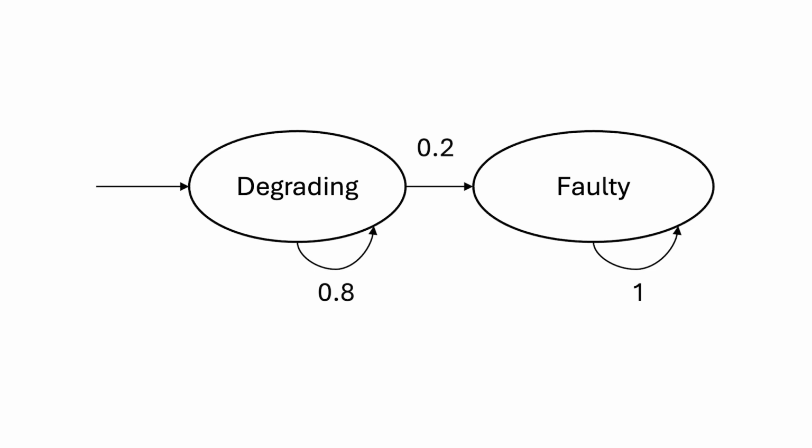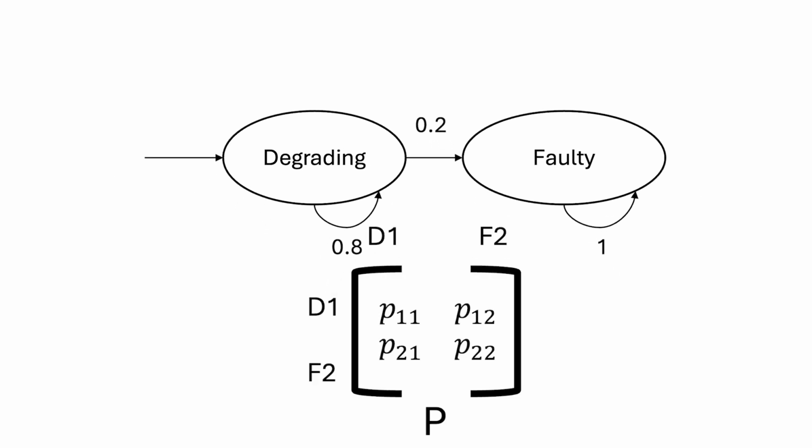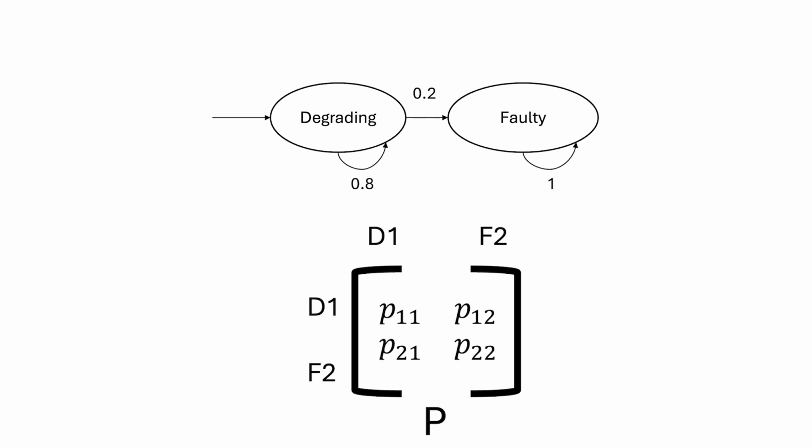In our example, we only have 2 states, so this gives 2 multiplied by 2 transitions. So we have, for example, the probability of going from the degrading state to the degrading state, and that will be, in our example, 0.8. If we go from the degrading to the faulty, that is 0.2. Notice that if you add these 2 probabilities, you get a probability of 1, because you always have either to be in the same state or to go to another state. So the set of probabilities have to add up to 1.